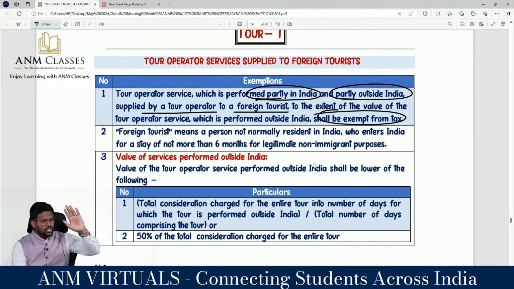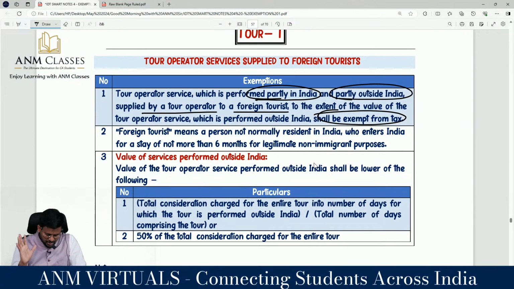For example, I'm GT Holiday, I'm situated in India and I'm providing tour operating services to a non-resident who is situated outside India. The tour package is like this: some part of the tour I'm going to provide in India and some part of the tour I'm going to provide outside India. Whatever portion I provide outside India is exempted in India.